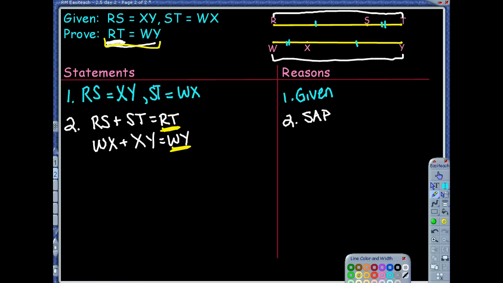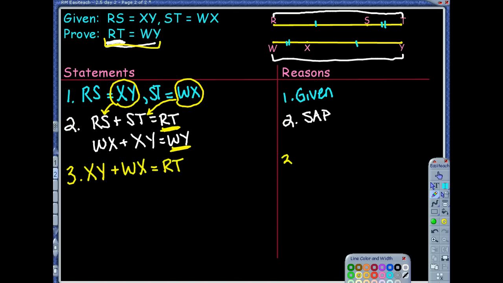So what if I put XY in for RS? Okay. And WX in for ST. Now I could interchange those. This is what I'm thinking. So you could have put the RS in place of this XY and the ST in place. That's what you're saying, they're interchangeable. Yeah. Sure. Okay, so let's do that substitution here. So that would look like XY plus WX equals RT.